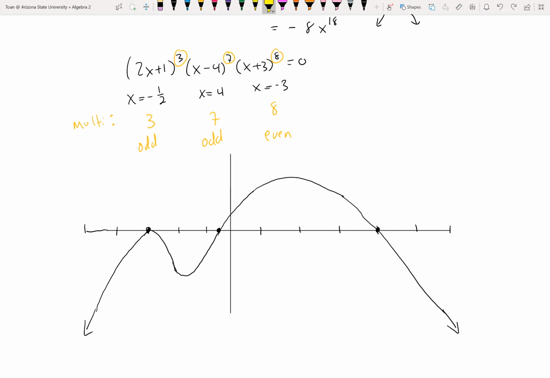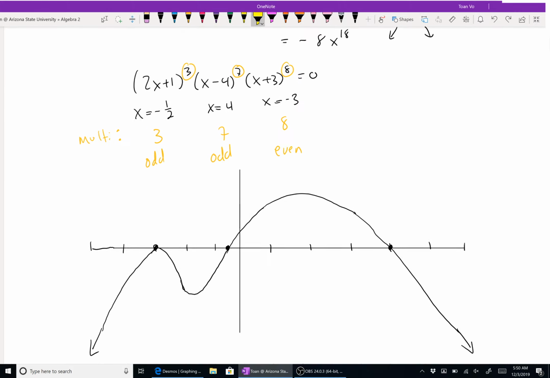So give it a shot. Once you get the hang of this, once you understand what happens at the x-intercepts based upon the multiplicities, it makes graphing polynomials much, much faster than doing an xy table. Have at it.